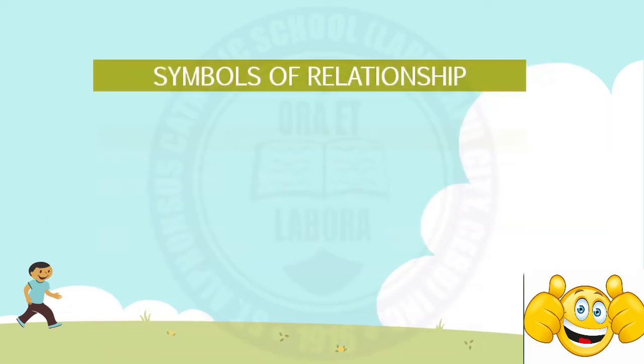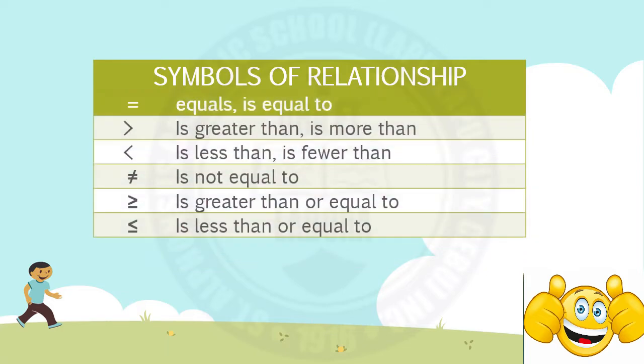Symbols of relationship. These are the symbols, and this symbol is read as equals, is equal to. This is greater than, more than, less than, fewer than. This is not equal to. It is greater than or equal to, is less than or equal to. Okay, try to memorize.